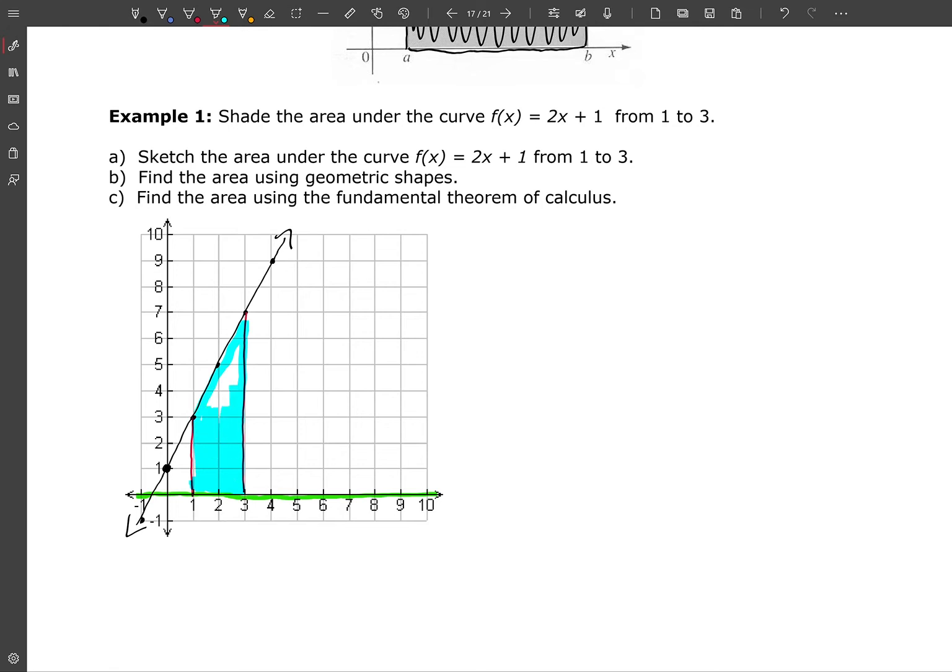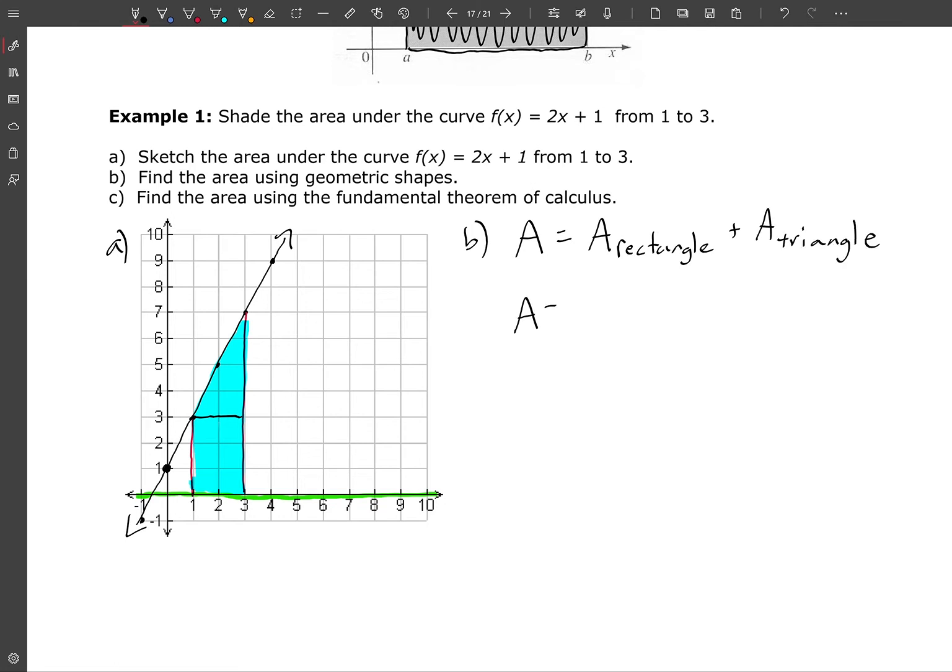Now, how would I figure out what this area is? Well, first, we are going to use geometric shapes. I could use the area formula for a trapezoid here if I wanted to, but I don't want to because I'm lazy. So instead, I'm just going to break this shape up into a rectangle and a triangle because those are easy. So the area of this shape is the area of the rectangle plus the area of the triangle.